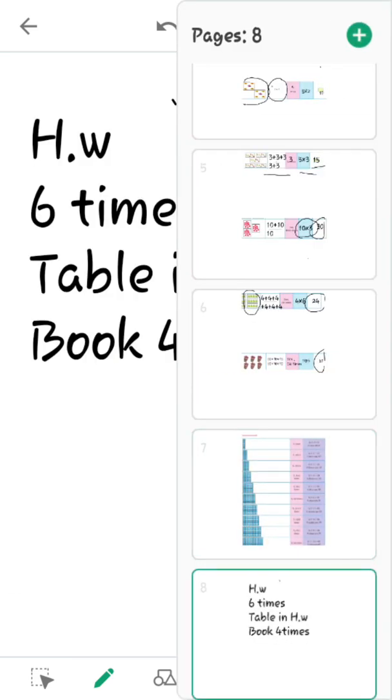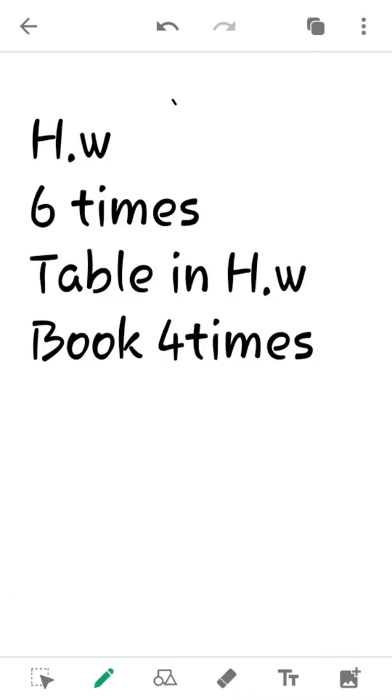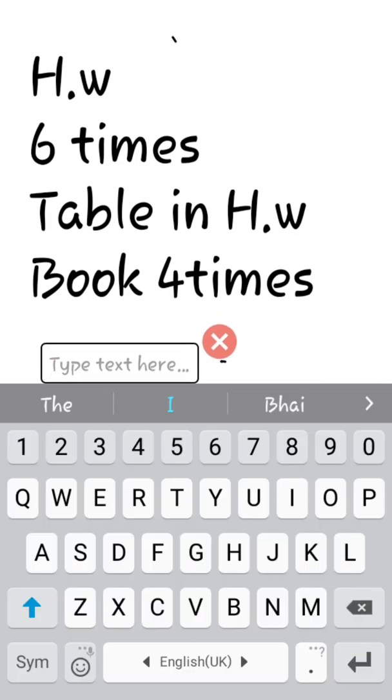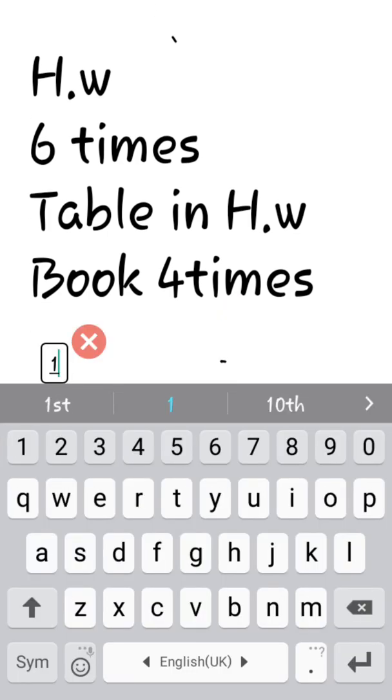Next and last is your homework. Write the 6 time table in your LSW book 4 times. How many times? 4 times, plus write down first to 10 table. Okay?